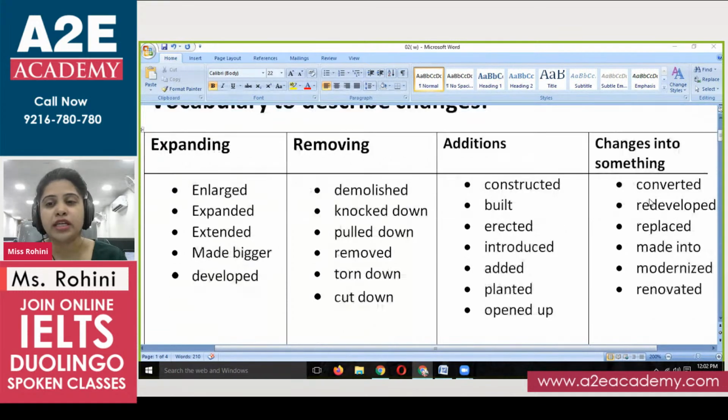And for some changes, there are some vocab words. For expanding, first of all: enlarge, expanded, extended, made bigger and developed.